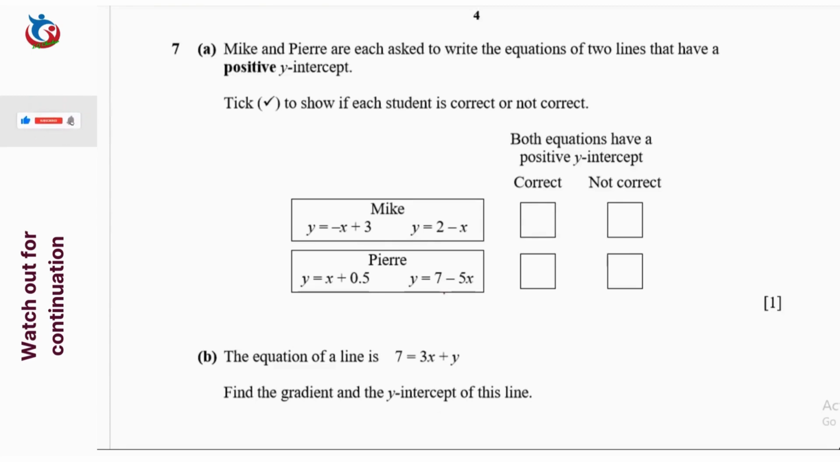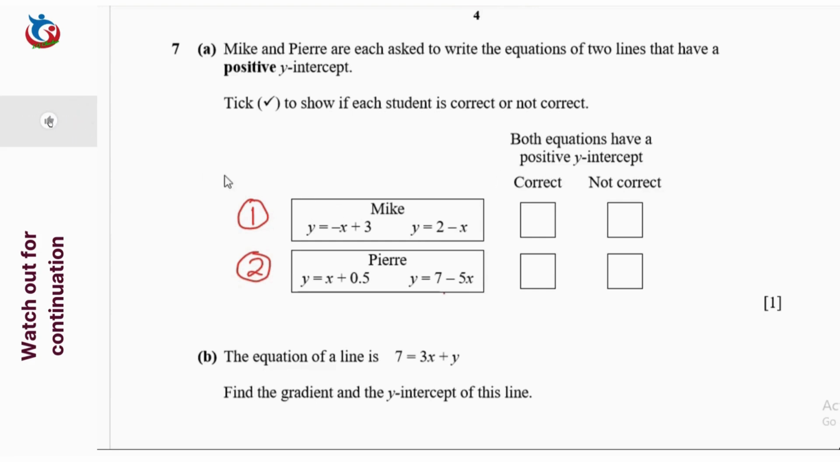7a. Mike and Pierre are each asked to write equations of two lines that have a positive y-intercept. Tick to show if each student is correct or not correct. So we have the first equation here for Mike and the second equation here for Pierre. For Mike, before we can get our intercept, let us confirm if both equations have a positive y-intercept.